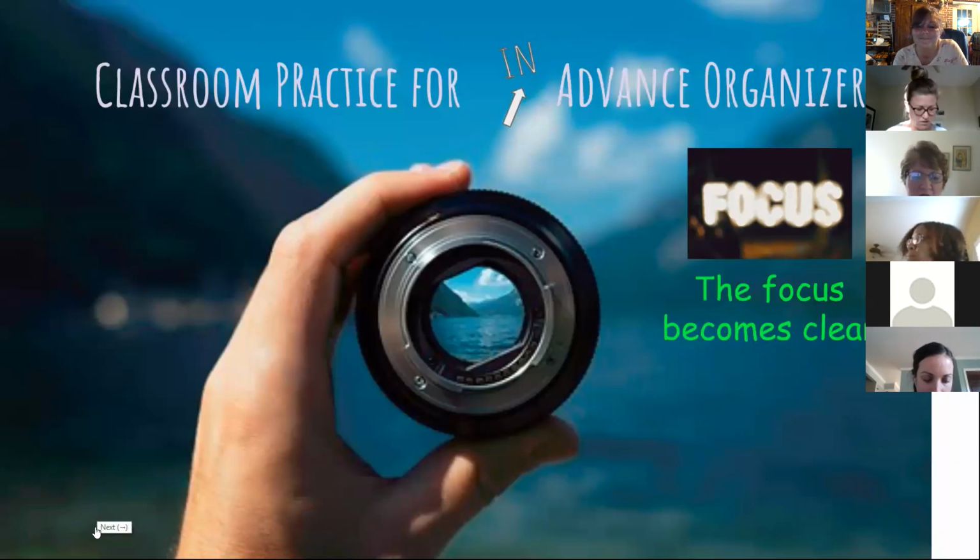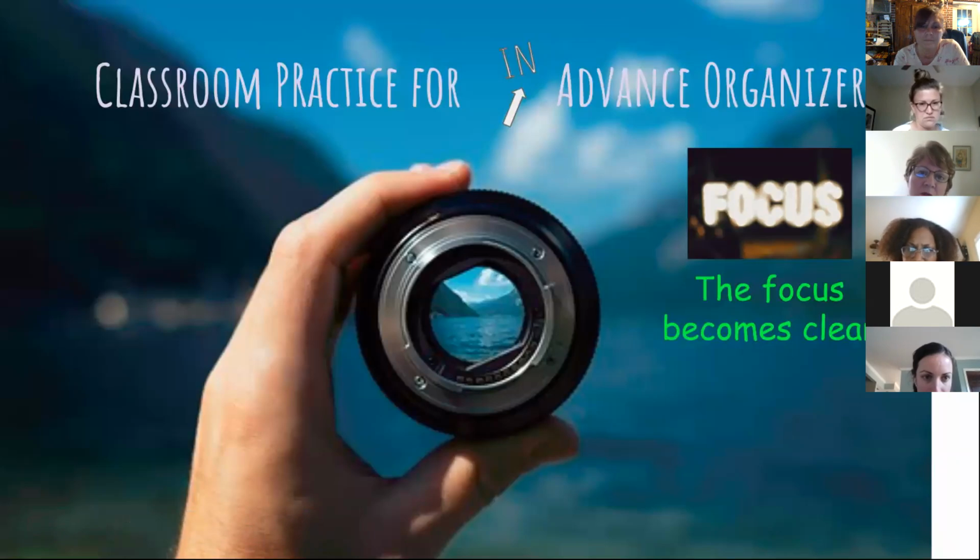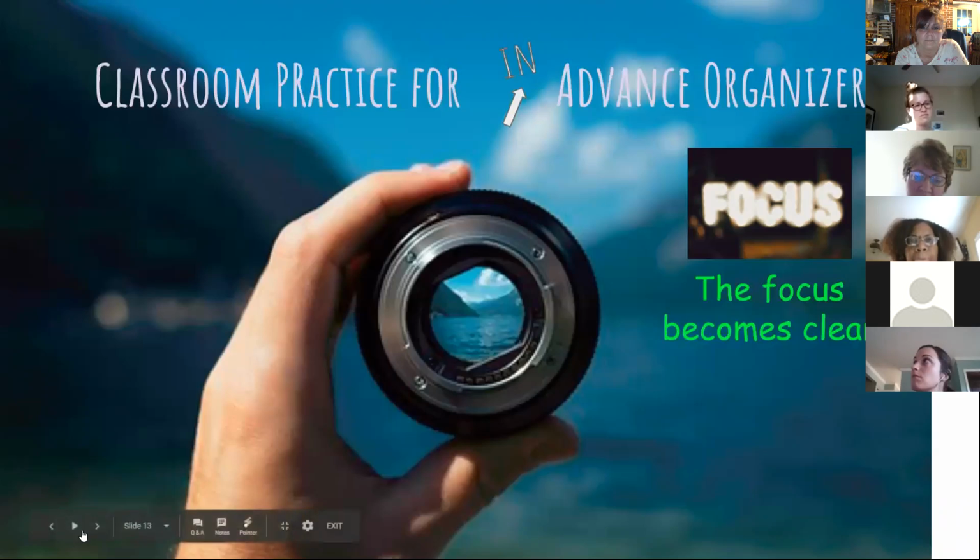Okay. So when teachers are developing graphic organizers, the most important thing is that it helps the focus become clear for the students, but also we have to be sure that our focus is clear. So we're going to use our objectives or our goals, and then make sure that the graphic organizer brings those concepts together. Next slide.